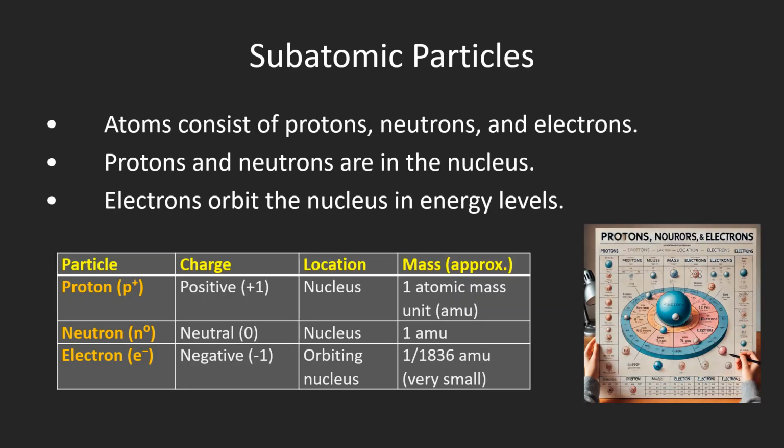Atoms are made up of three main subatomic particles: protons, neutrons, and electrons. Protons are positively charged particles found in the nucleus. The number of protons determines the identity of an element. Neutrons have no charge and are also located in the nucleus. They contribute to the atom's mass and help stabilize the nucleus. Electrons are negatively charged particles that orbit the nucleus in different energy levels. Despite being much smaller than protons and neutrons, they play a crucial role in chemical bonding and reactions.